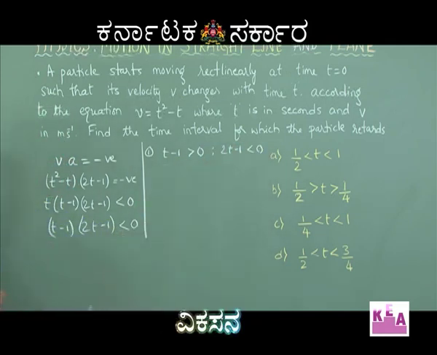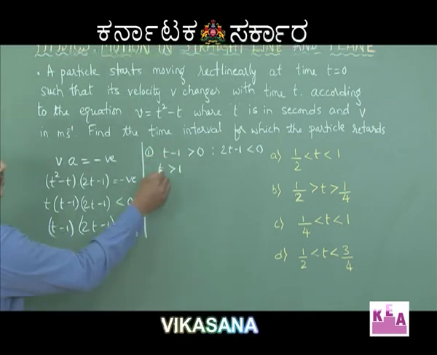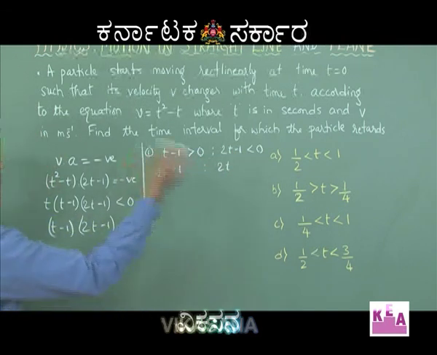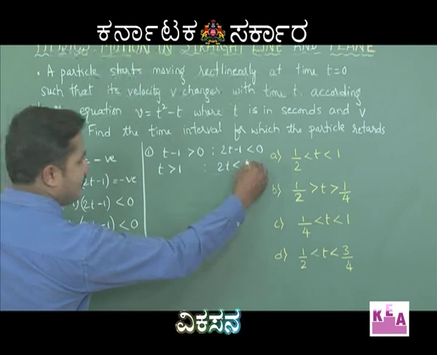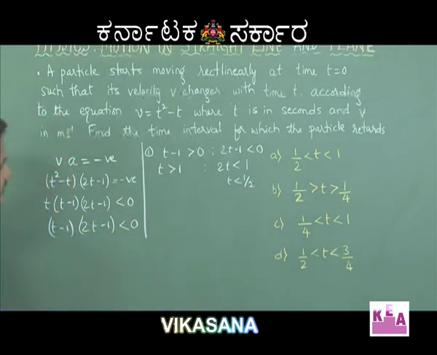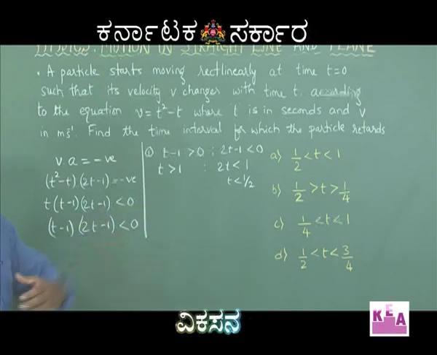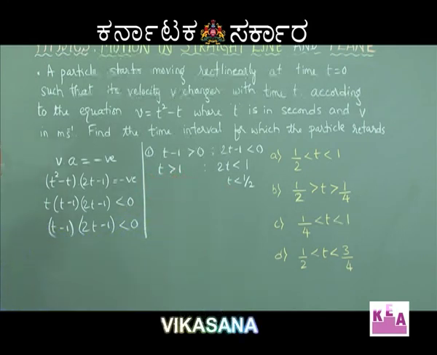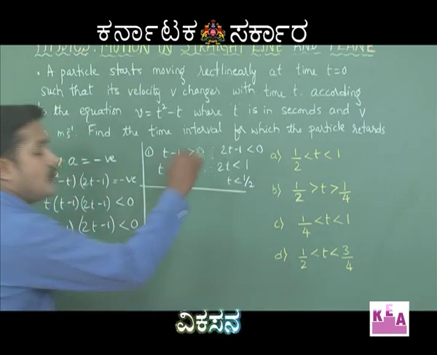How do you continue with this? When t − 1 is greater than 0, t should be greater than 1. Look at the second condition. 2t − 1 is less than 0, which means 2t should be less than 1, or t should be less than half. What does this mean? This says that t should be less than half and this says that t is greater than 1. Do these two give you the same meaning? They are just contradictory to each other. When t is greater than 1, how can it be less than half? So, the first condition is ruled out because these two results are contradictory to each other.